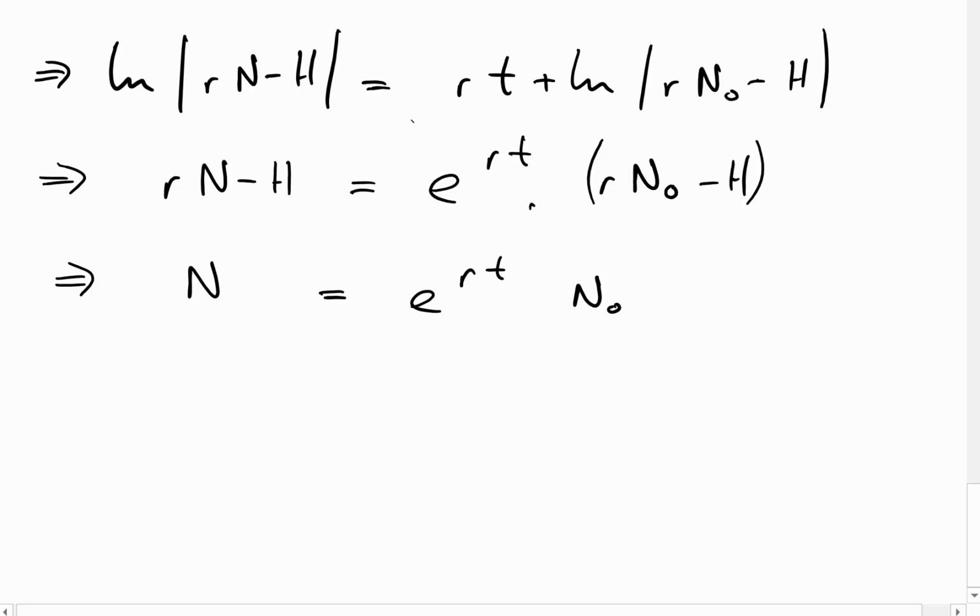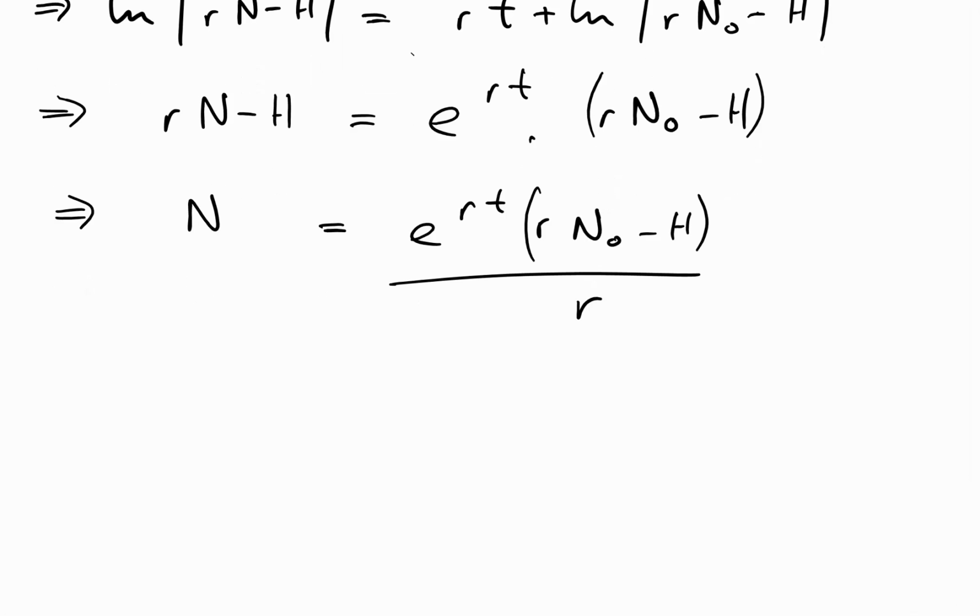Set h equals 0. I'll write it out below. h equals 0, so n equals e to the rt n naught. So this is what h equals 0 means. If I rearrange this and write it the other way around, n naught e to the rt.